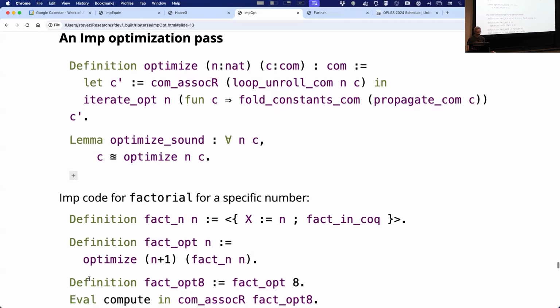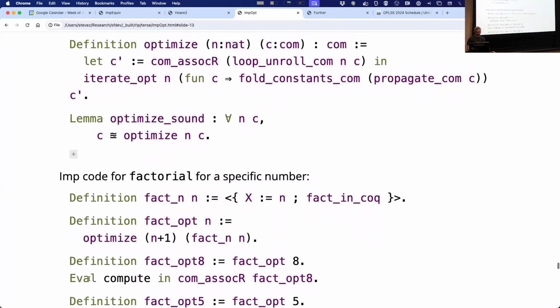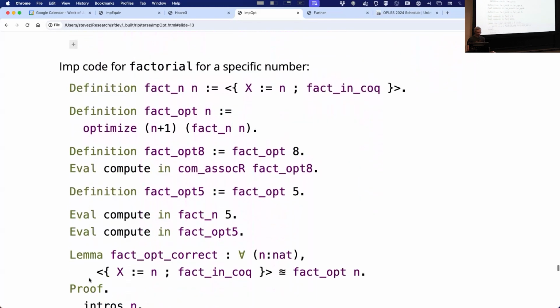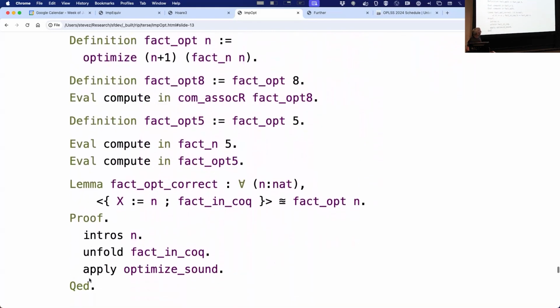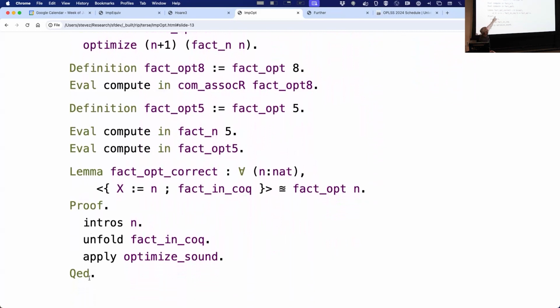And so finally putting that all together, this is just setting up that factorial code with some examples. And finally, we can prove that the factorial command that we started with in Imp is equivalent to the optimized version of it. And the proof actually is just this. It's just unfold the definition and then use our sound optimizer.